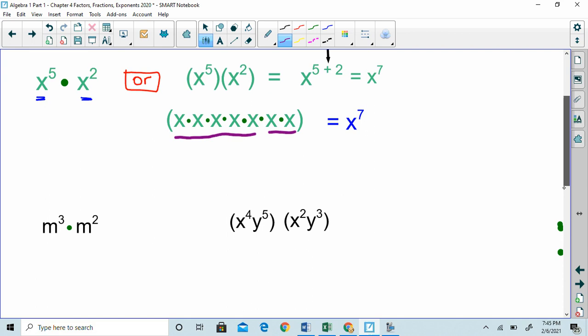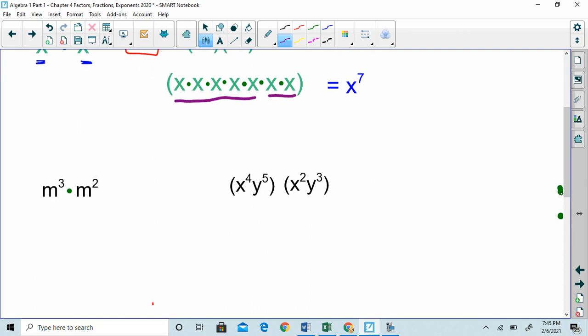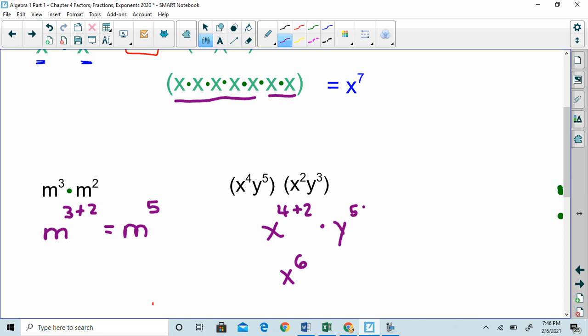Here's a couple more examples. I have m cubed times m squared. I'll simply take the exponents and add them. It becomes m to the fifth. In this next problem, I have two different variables, but remember, if the bases are the same, we can add exponents. So I have x to the fourth times x to the second, which will give me x to the sixth. And then I have y to the fifth times y to the third, add my exponents, and I get y to the eighth.